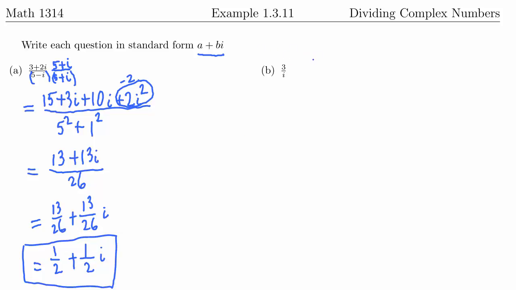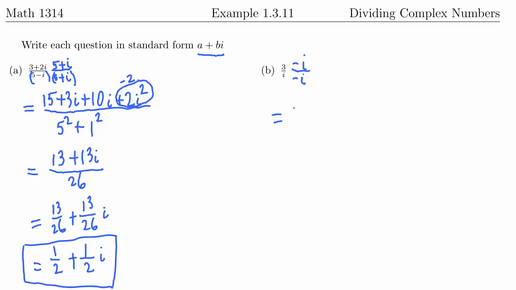Letter B. There are a couple of different ways we can do it, but I want to go ahead and do it the way that we did it over here. What is the complex conjugate of i? The complex conjugate of i is negative i. So I'm going to multiply both the numerator and denominator by negative i.